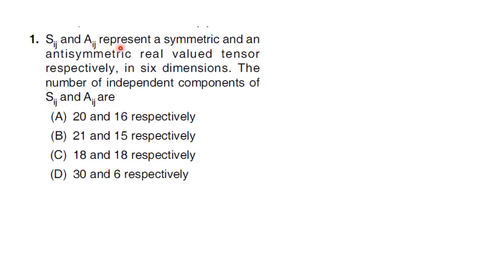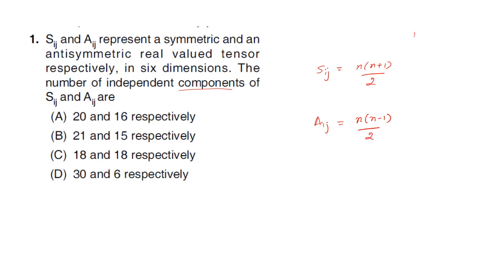Sij and Aij represent a symmetric and an antisymmetric real valued tensor respectively in 6 dimensions. Then the number of independent components of Sij and Aij are? The number of independent components of a symmetric tensor and an antisymmetric tensor is given by, for Sij, n into n plus 1 divided by 2. For Aij, the number of independent components is given by n into n minus 1 divided by 2.